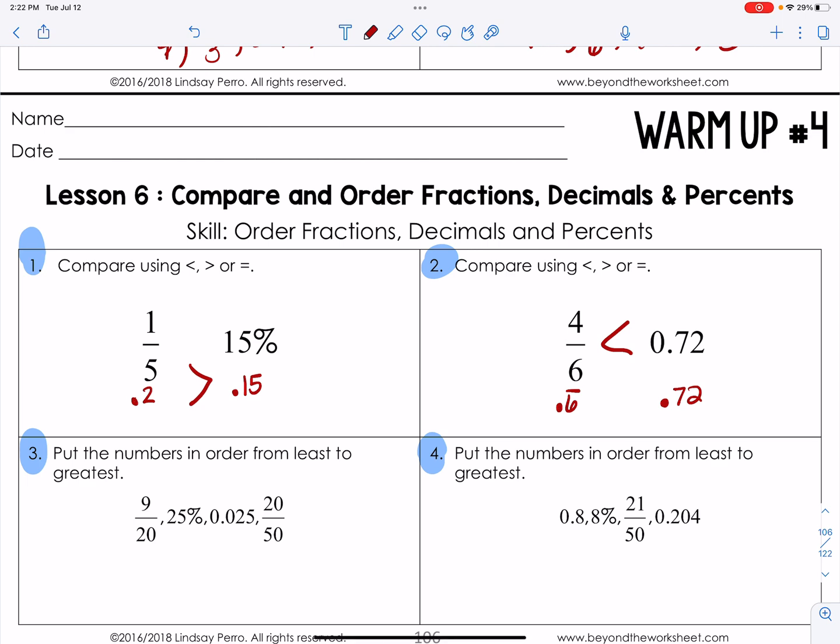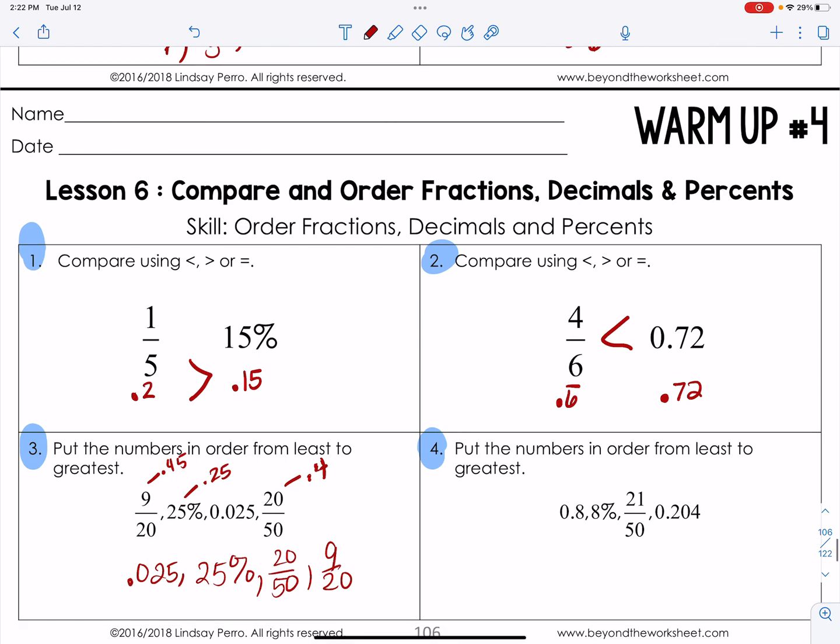Putting them in order, 9/20, if I use my calculator, is 0.45. This is 0.25. And 20/50 is 0.4. So the smallest is definitely 0.025. And then the next one would be 25%, and then 20/50, and then 9/20. Okay. All right, last one.